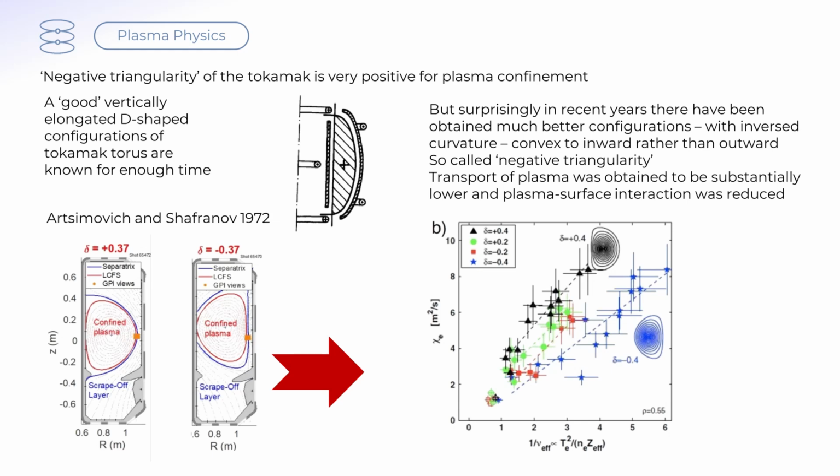One of the recent achievements in plasma physics, in tokamak physics, was negative triangularity. It was, surprisingly, very positive for plasma confinement and for plasma performance. It was very well known that it is good to use a vertically elongated torus, and it allows getting good regimes and good plasma confinement. It was known for decades. And recently, people use an inversely shaped configuration where the plasma is convex inward, not outward. It allows substantially improving plasma performance and reducing plasma surface interaction.